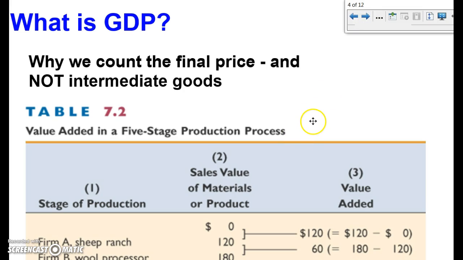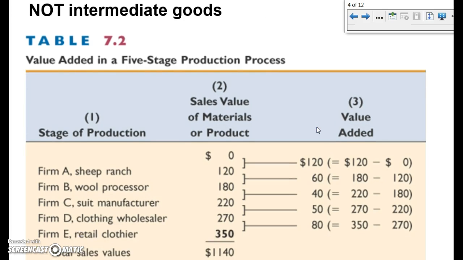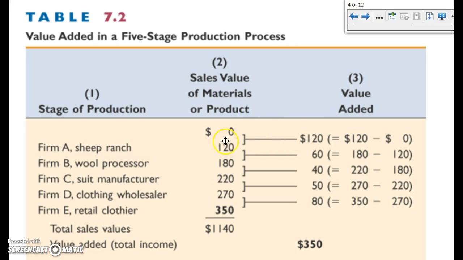Okay, a little bit more on the issue of intermediate goods. Again, the wool suit. If you look at this five-stage production process, we're starting out with no value, and then we look at the value added by the sheep ranch. When the sheep ranch raises the sheep and shears the wool and sells it to the wool processor, they may sell it for $120. The sheep ranch may add $120 worth of value to the final product, but that $120 is not added in GDP. They sell it to the wool processor, who turns it into nice wool fabric, and that wool processor turns around and sells it to the suit manufacturer.